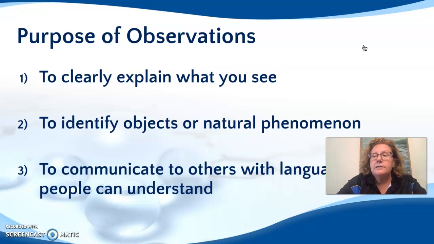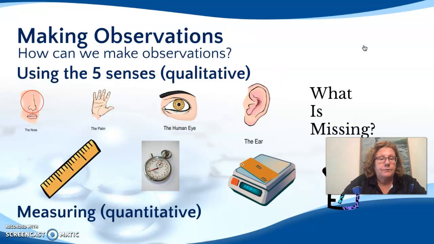And you want to be able to use language that other people can understand. So a lot of the times we use tools such as rulers or balances or thermometers to measure temperature. So when we're making observations, we use two types of observations. One are qualitative and some are quantitative. So qualitative ones, the ones that don't have the word quant, which means measurements, are the ones you use with your five senses.